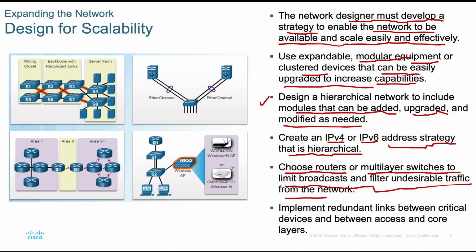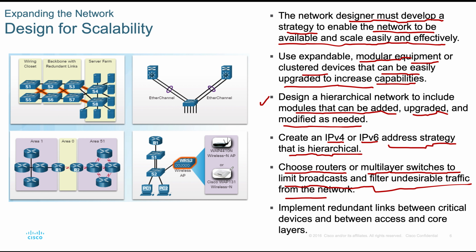Then another thing we need to check quickly is to choose routers or multi-layer switches. You know, not only routers can do this job; there are what we call multi-layer switches that can do it. We need to choose routers or multi-layer switches to limit the broadcast or filter the undesirable traffic that is on the network, that's coming from the network or from any other network.